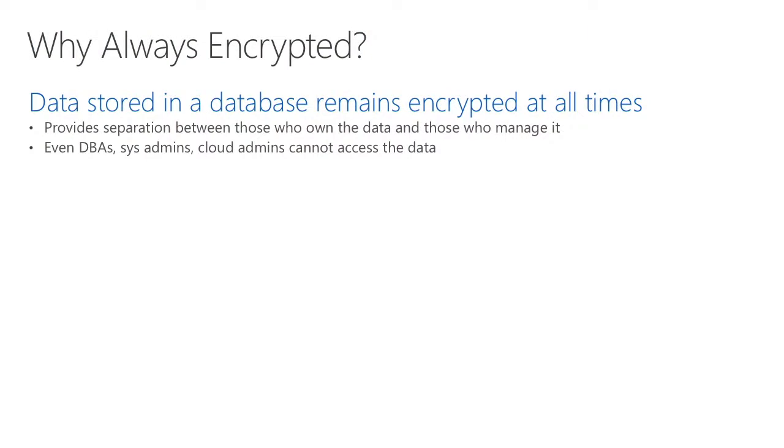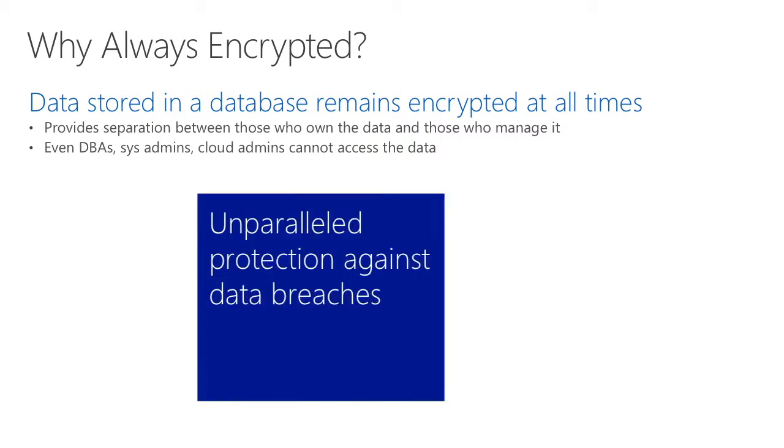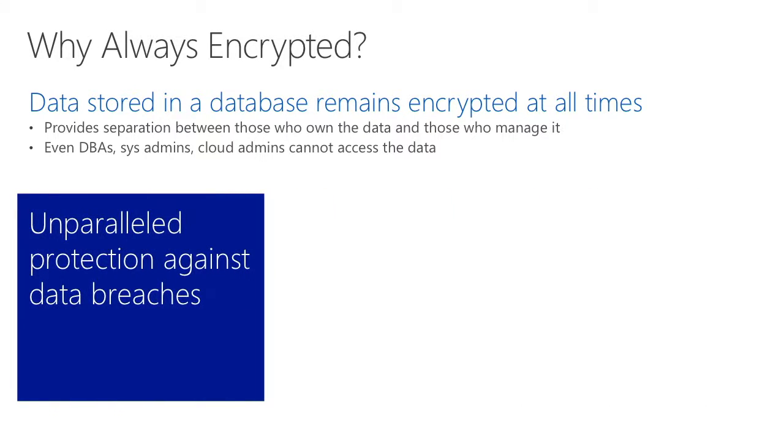Your applications and only your applications and users with access to encryption keys can access data in plain text. Others, including database administrators and other high privilege but unauthorized users, cannot view plain text data. By doing that, Always Encrypted provides an unparalleled level of protection against data breaches involving the theft of sensitive information, such as credit card numbers, government or national identification numbers, and other personally identifiable information.